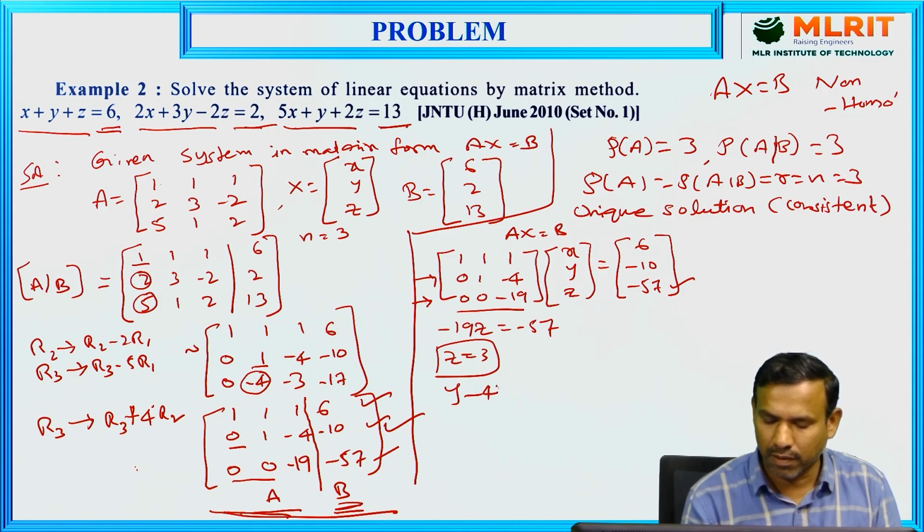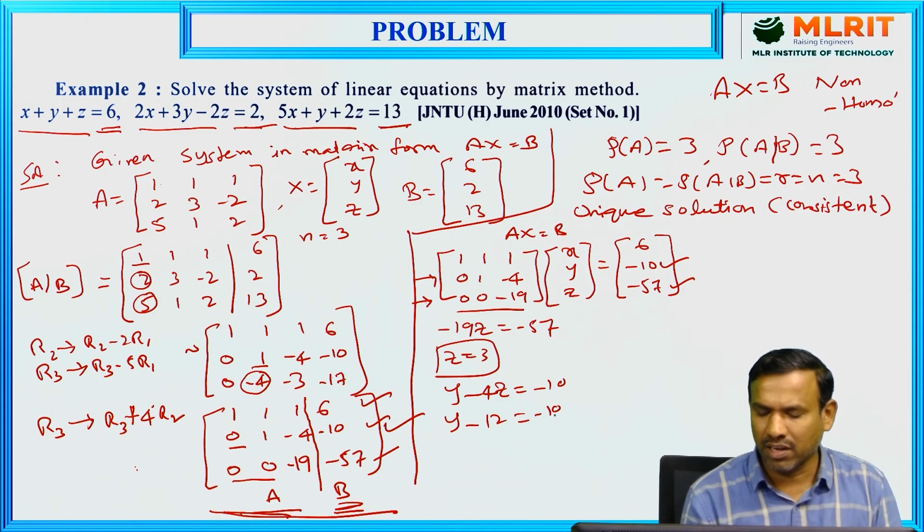Minus 4z is equal to, here, the second row, minus 10. Substitute the z value. Minus 4 times 3 is 12. The z value is 3. Y minus 12 is equal to minus 10. Minus 12 transposes to the other side. So minus 10 plus 12, which is equal to 2, and the y value is 2.